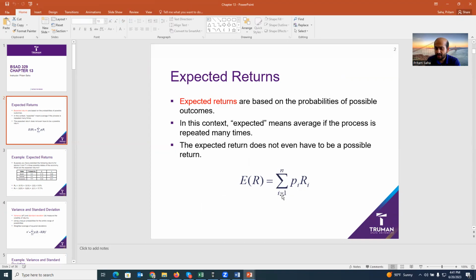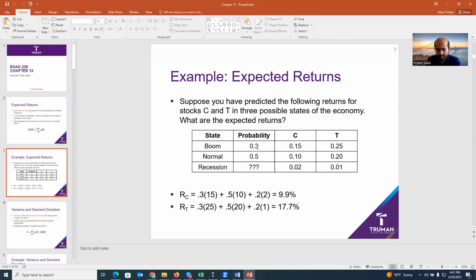Now, this is the formula for expected return, okay? So summation of Pi times Ri. Let me explain what it means. This is a statistical sign. This is called summation, okay? Summation of independent events, different events, okay? And this is P, this is R, okay? So now this P means P of boom, P of normal, P of recession, probability of boom, normal, recession, 0.3, 0.5, 0.2, okay?